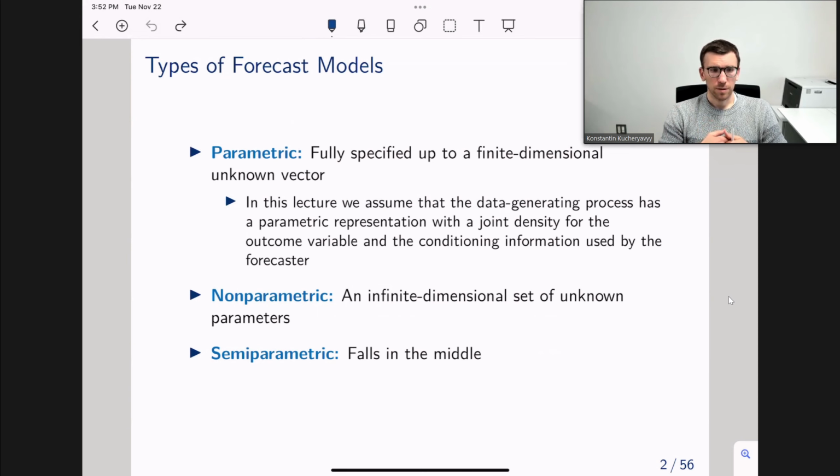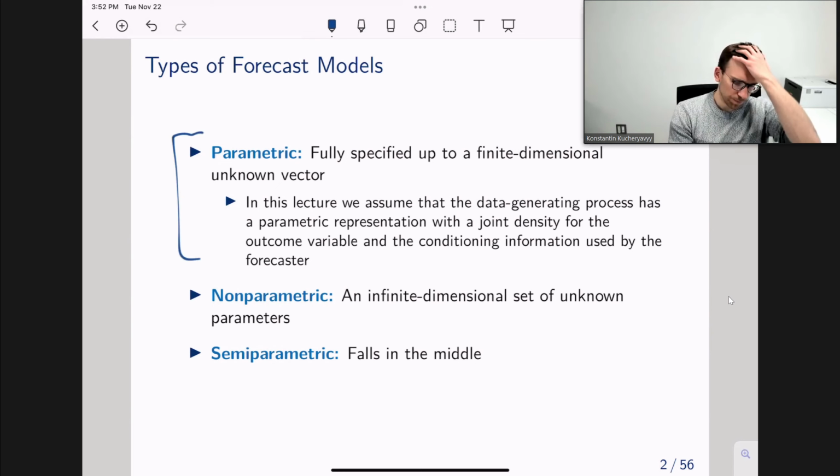not parametrized. And then somewhere in between, there is the semi-parametric approach, where we can specify some objects of our forecasting problem in terms of unknown functions, and other objects in terms of unknown parameters. So this is all intuitive, I guess, and for the most part of this course, we will be focusing on parametric forecasting.